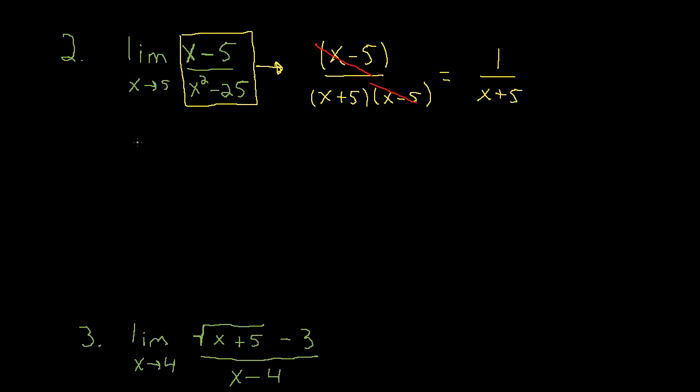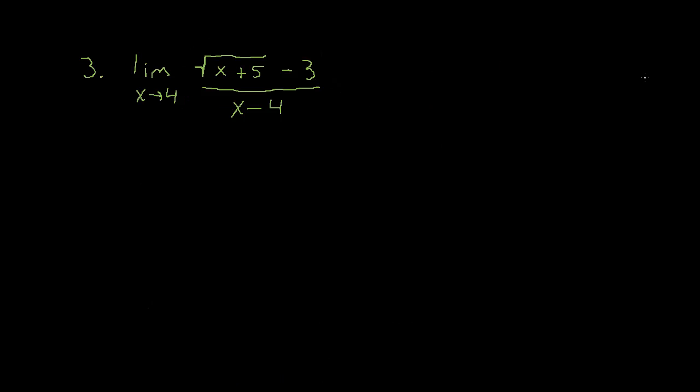Okay, so now let's rewrite our limit statement and see what we have. We have the limit as x goes to 5 of 1 over x plus 5. Now we can go ahead and use direct substitution. Plugging 5 in for x right here, we get the value of 1/10. Okay, on to the next example.